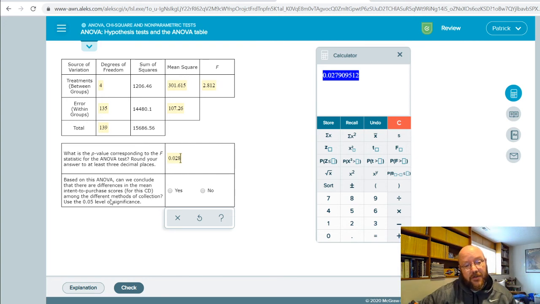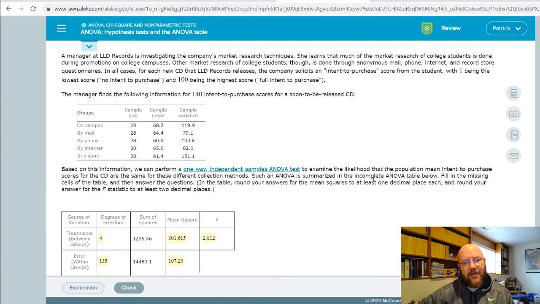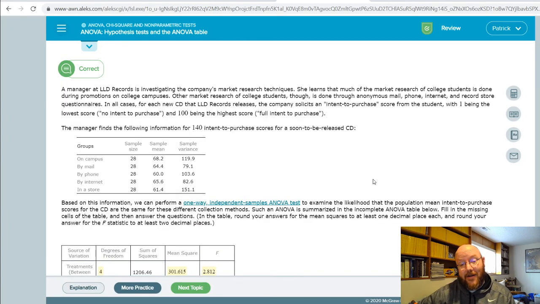And so we don't have to use a crit value here, we can just use the p-value. Remember, if our p-value is lower than a level of significance, yes, we can reject the null. So based on ANOVA, can we conclude that there are differences among the methods? Use the 0.05, so 0.028 is less than 0.05, so yes, we can conclude that. And let's give it a check here, see if we got them all right. Oh my gosh, yes. Okay, get a little lucky on this one.